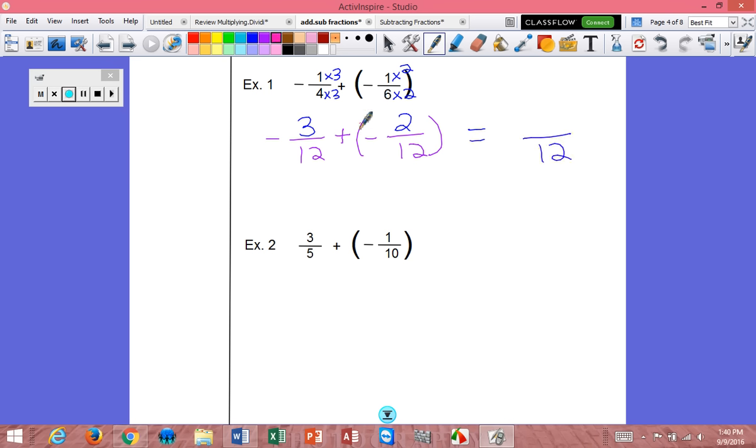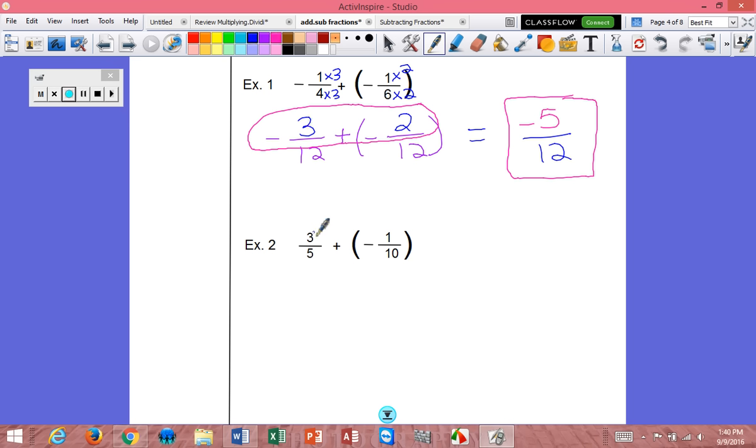And then if we circle what's in the numerator, we're going to ignore the denominator right now. We have a negative 3 plus a negative 2. We're adding negatives, so we add like normal, and then we keep the sign of the addends. So this would be negative 5/12, and that cannot be reduced.